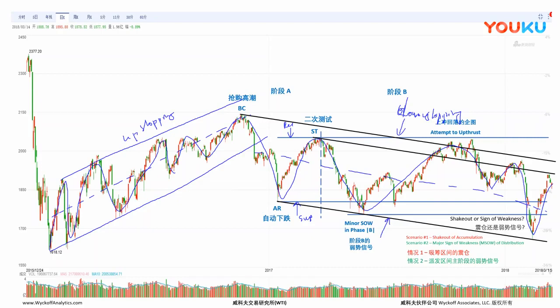Please notice that it's important that the majority, if not all of our points of support and points of resistance would reside around the support and resistance lines in this type of channels.